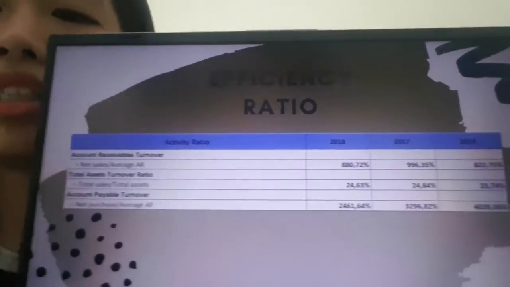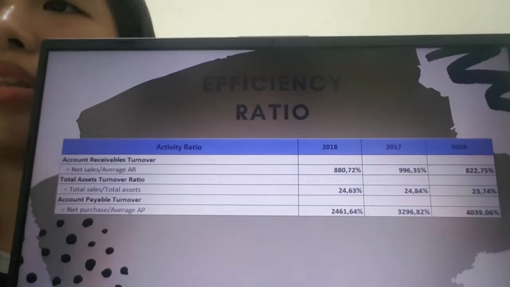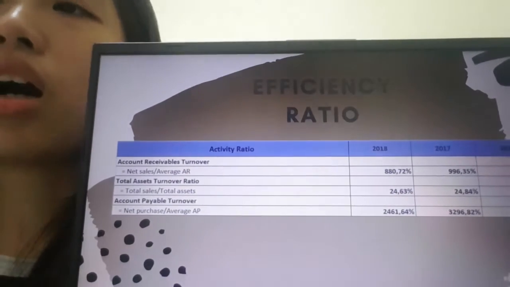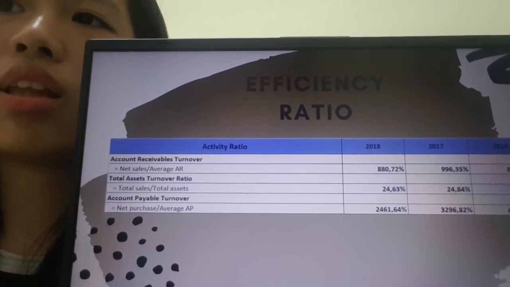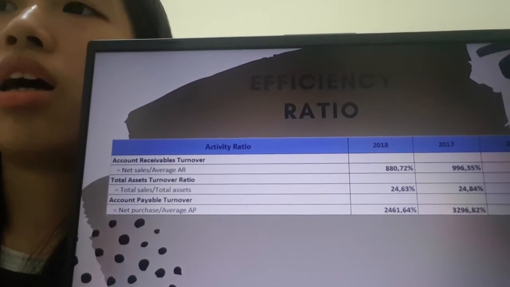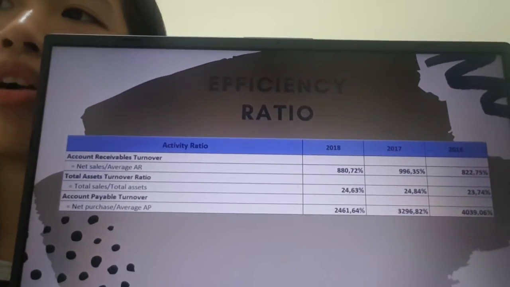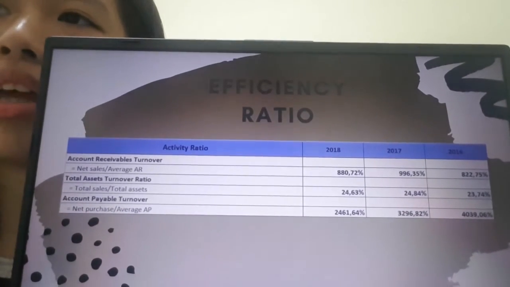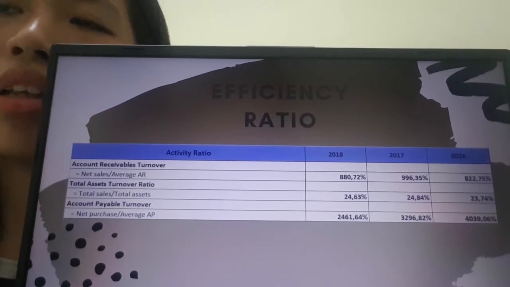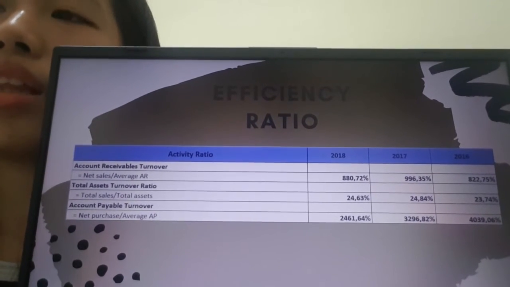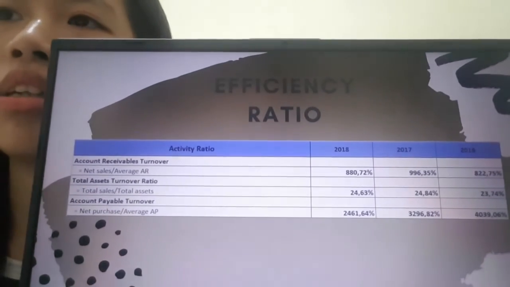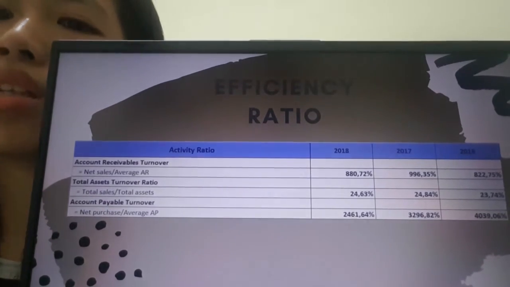And for the efficiency ratio, we use the account receivables turnover, total asset turnover ratio, and account payable turnover. To get account receivable turnover, we divide net sales by average account receivable, and we get the percentage of 822% for 2016, 996% for 2017, and 880% for 2018. So it is increasing from 2016 to 2017 and decreasing from 2017 to 2018.